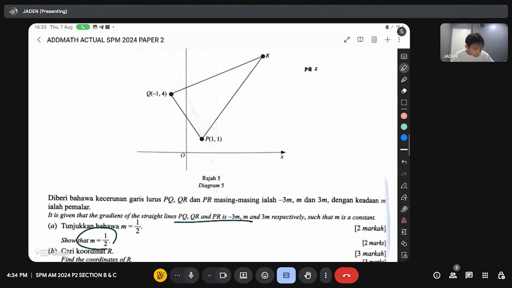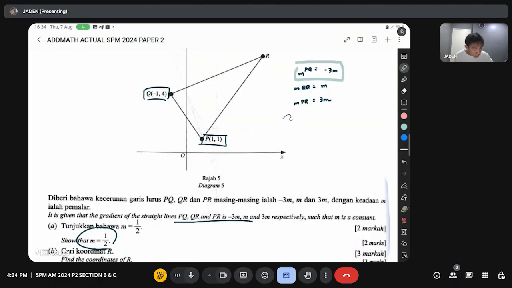Gradient of PQ is negative 3m. Gradient of QR is m, and then gradient of PR will be 3m. Okay, so that means the diagram already gave us P and Q. We could actually create the gradient equation using these two coordinates, and then we link it to this.